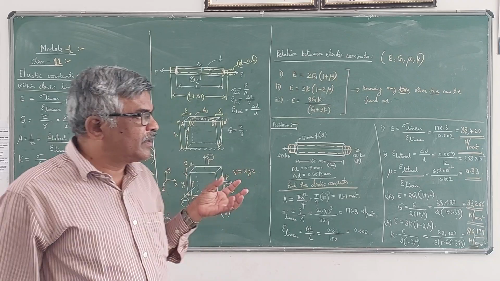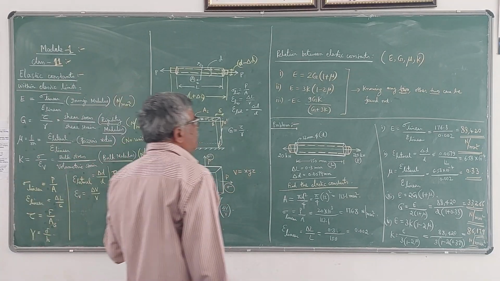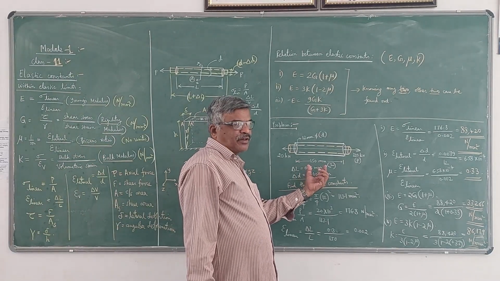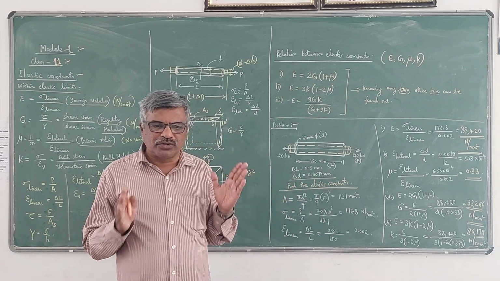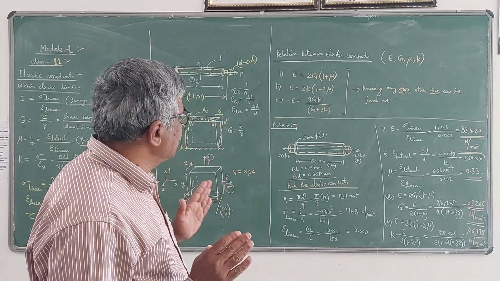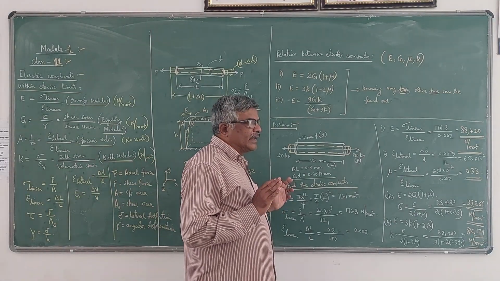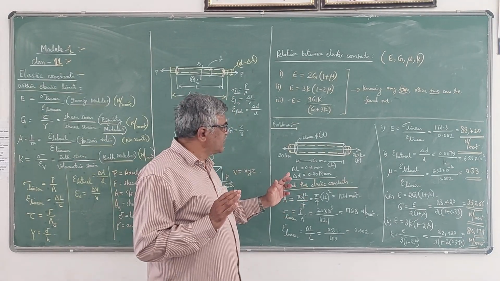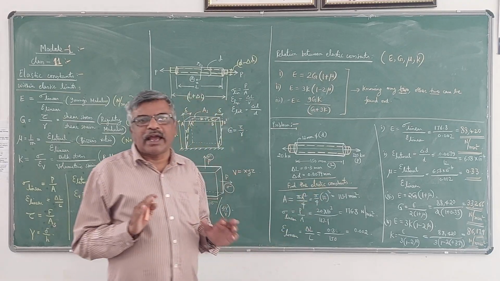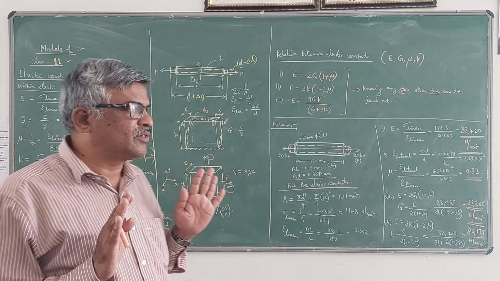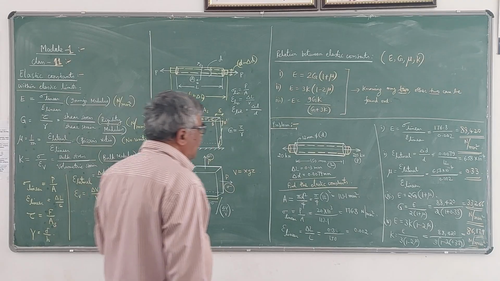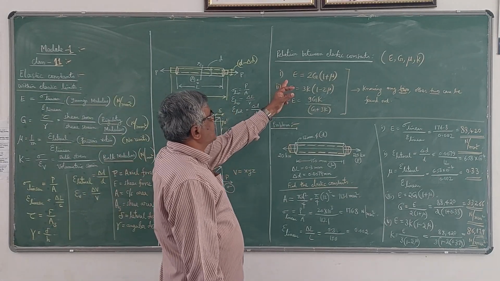So a bar of diameter 12 mm having length 150 mm is subjected to a tensile force of 20 kilonewton, and the elongation is observed as 0.3 mm and the decrease in diameter is observed as 0.0079 mm. Calculate the elastic constants. That is the question here. Now what we have to do is, we know these relations.